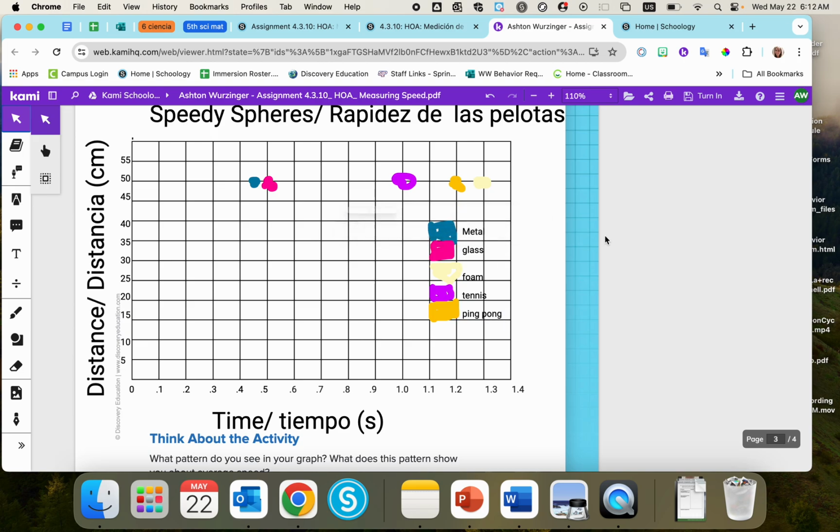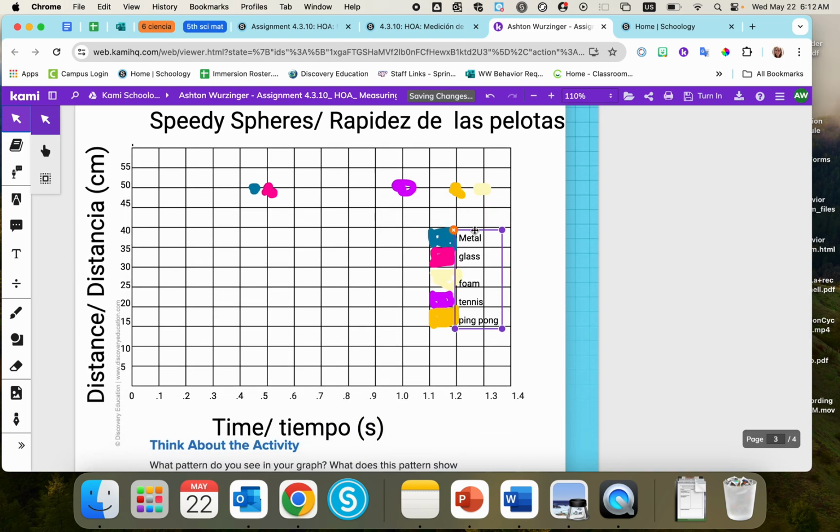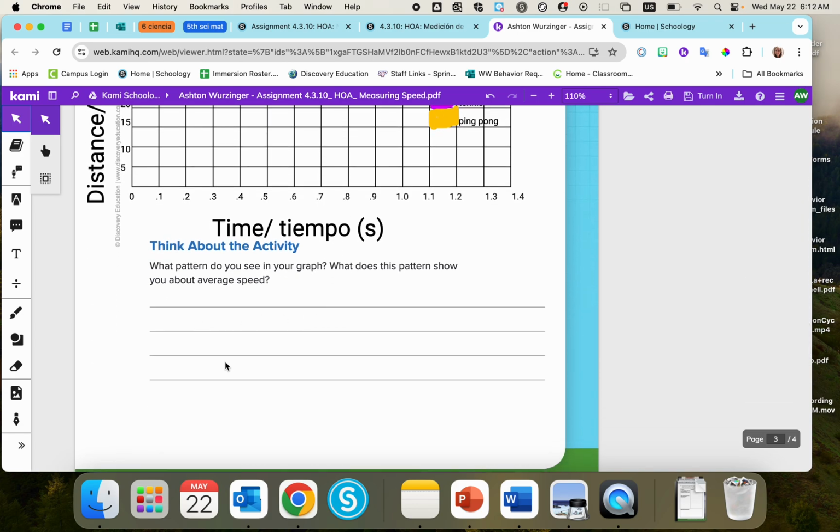Last time we looked at if they went faster, how does the mass affect them, the weight? Which ones are my heaviest ones? Metal, glass, foam, tennis. Well, where are my heavier balls? My metal and glass are over here. My foam and ping pong are the lightest. Hey, they're over here. Do you notice a pattern about the mass and the heaviness of some of our spheres? That's another thing you could write down here.